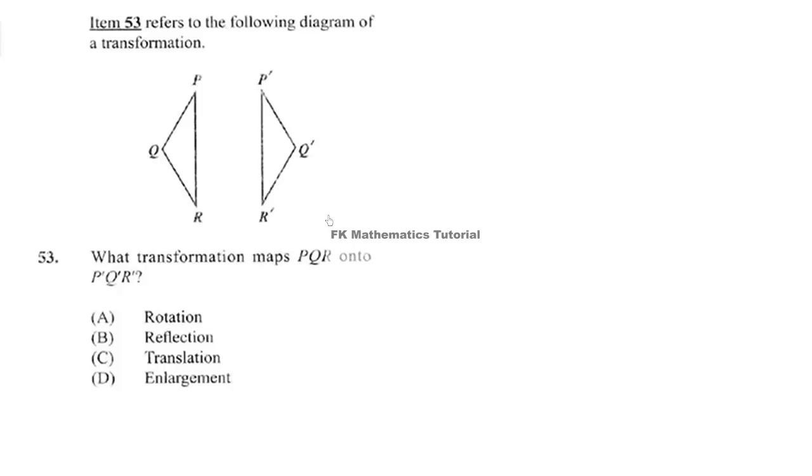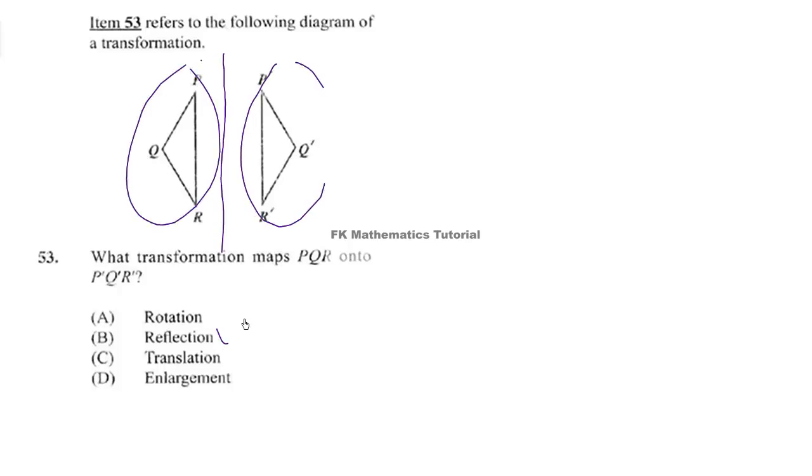Item 53 refers to the following diagram of a transformation. What transformation maps PQR onto P prime Q prime R prime? So if you put a reflection line, or a mirror line here, you can see that this is the reflection of this. So the correct answer is B.